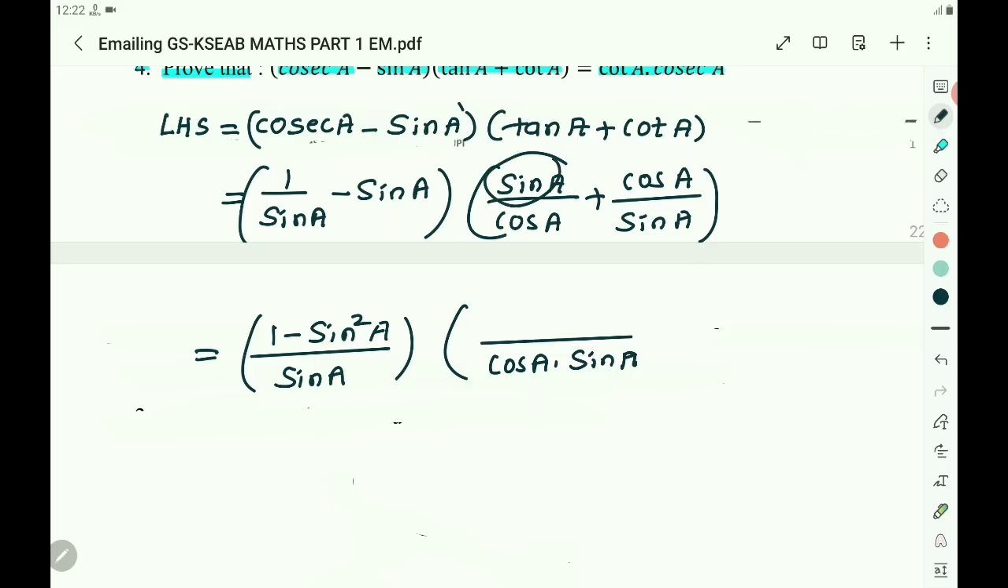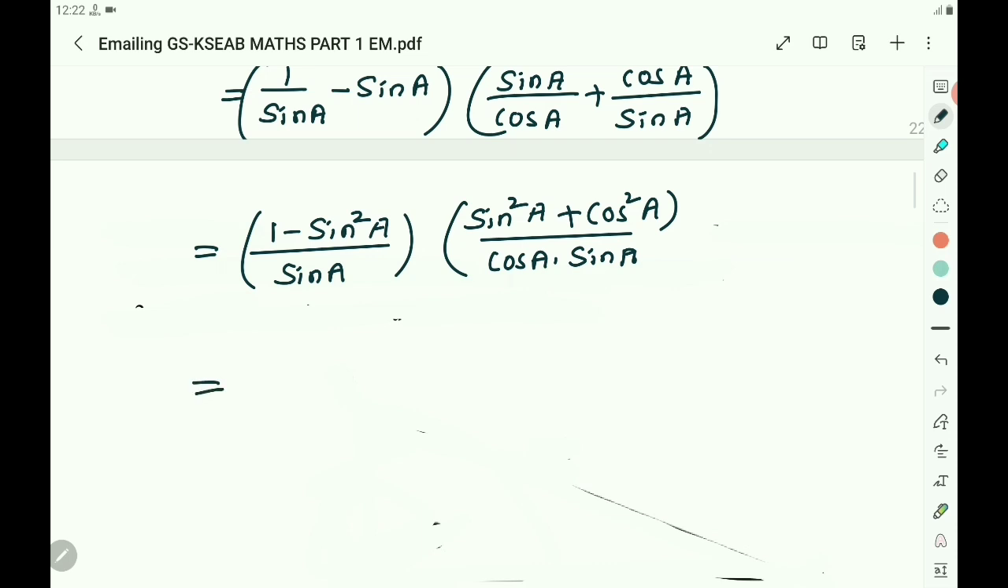Sin A into sin A is sin square A, plus cos A into cos A is cos square A. In the place of 1 minus sin square A, write cos square A, and write sin A as it is. Sin square A plus cos square A is 1.